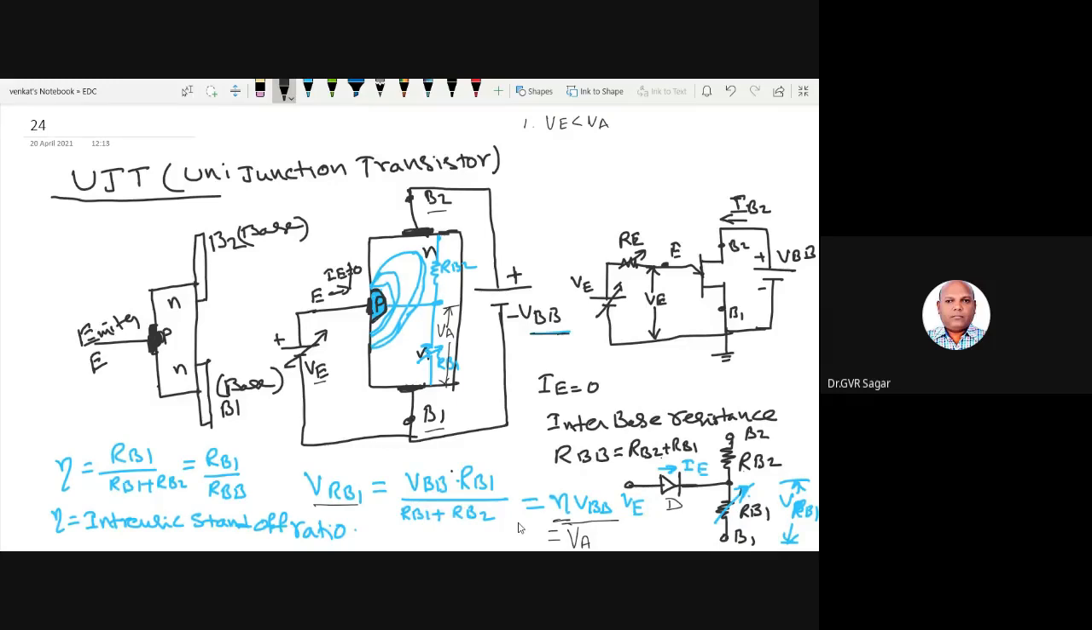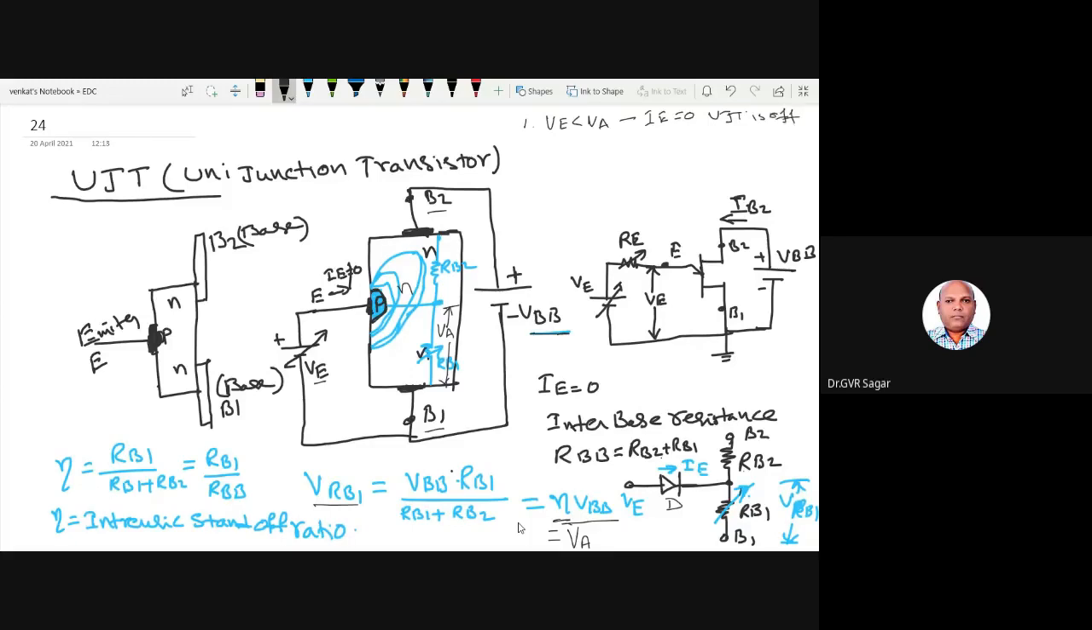In that case, the PN junction is reverse biased, right? Because VA is the voltage applied onto the PN junction. This is the PN junction, and this is the N region. So the voltage VA applied to this PN junction is in the reverse direction and will make this junction reverse biased. So there is no question of any emitter current flow. IE is not flowing, IE is equal to 0. So when IE is equal to 0, I can say that the UJT is off.